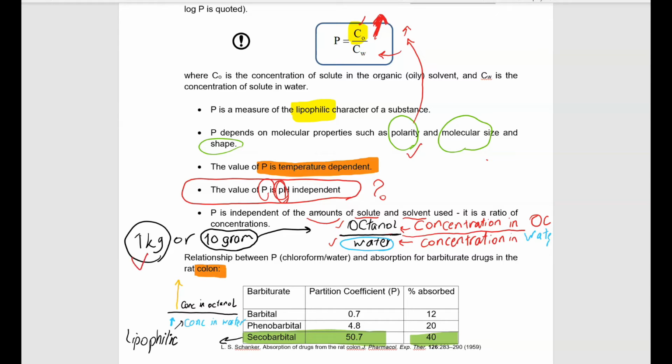Even if I put 1 kilogram or 10 grams in a container that has octanol and water, some of them will go into your lipophilic part, and some into the hydrophilic part. So it doesn't affect the amount, because it's a concentration, not an amount.